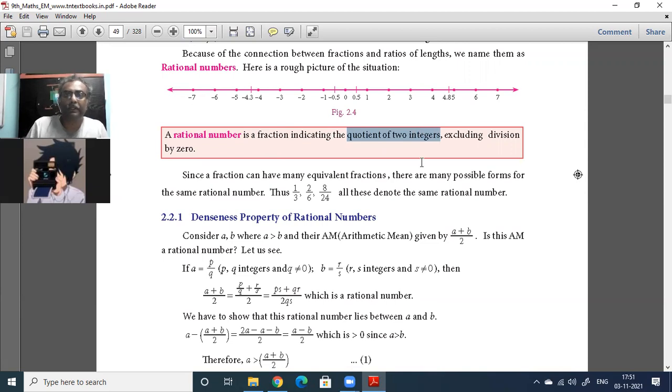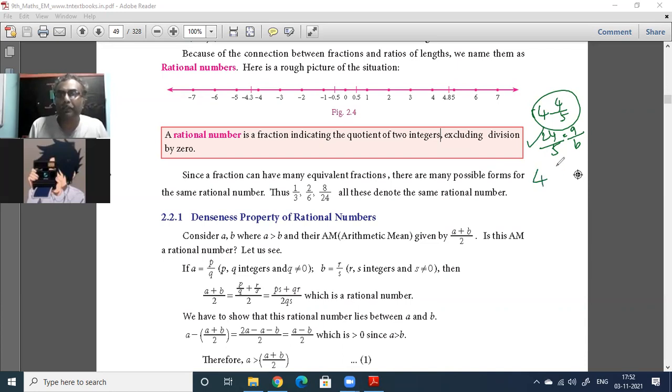Okay, quotient means dividing. Let us say you divide 4 and 4/5. It becomes an improper fraction, 24 by 5. This is of the form A by B, B should not be equal to 0. So this is a rational number, the quotient of two integers, 24 by 5. If you actually get the quotient, you will get 4 and 4 by 5.